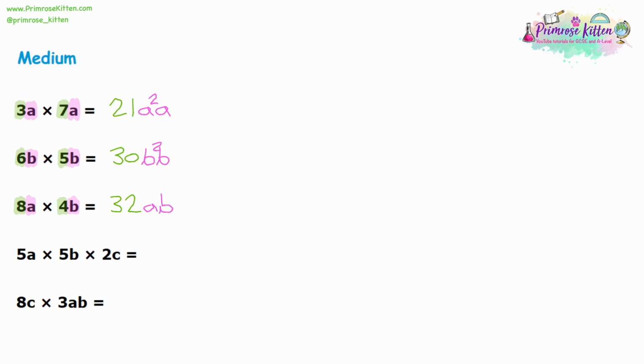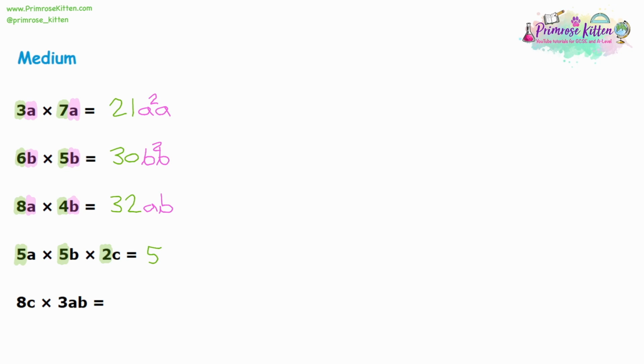Question 4, it's similar, but we've now got an extra term, but we can follow the same method. So number section first, we've got a 5, another 5, and a 2. There's multiplication signs in between, so 5 times 5 is 25, and 25 times 2 is 50.